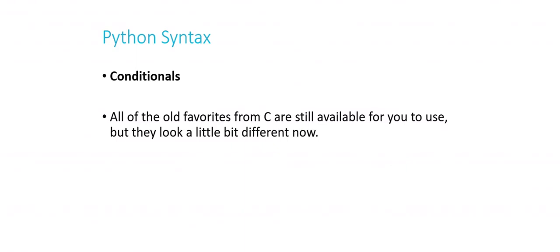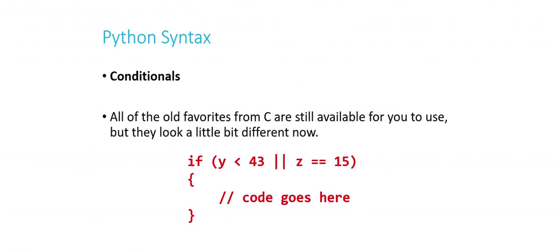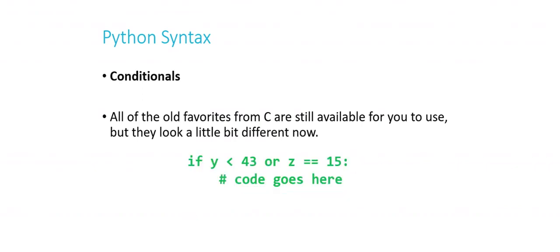The conditional statements from C are all available for you to use, but they might look a teeny bit different now. Whereas in C we might say something like this, if y is less than 43, or z equals 15, and then we have some code. That's not what it looks like in Python. It looks a little something like this. If y is less than 43, or, literally using the word or now, not using 2 vertical bars, because in Python we can do that, or z equals 15, colon, instead of open curly brace, and then whatever code we have, close curly brace, and then some code below.